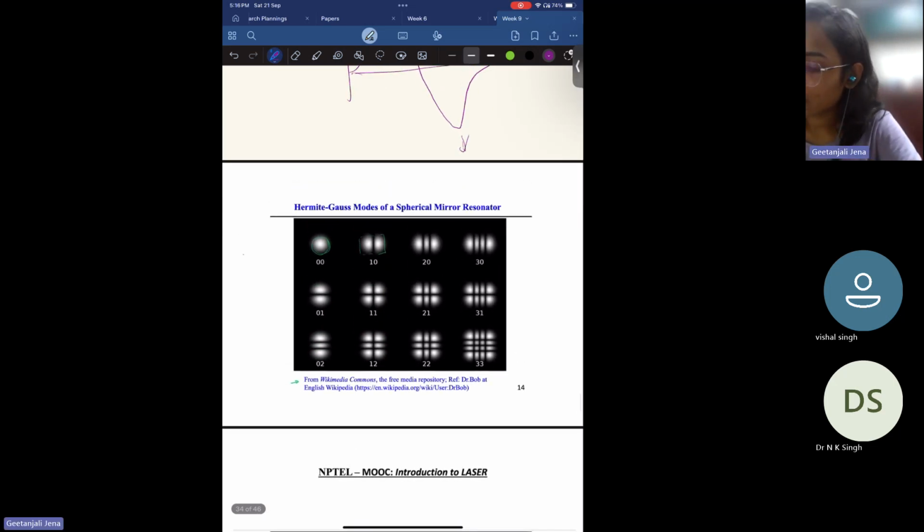And this we have seen earlier, I think. This is TM00, 01, 02, 03 in the system. So you can go through this field profile to calculate what are the nodes in the system and how you can select one mode over another using either an Etalon or an aperture in the system.